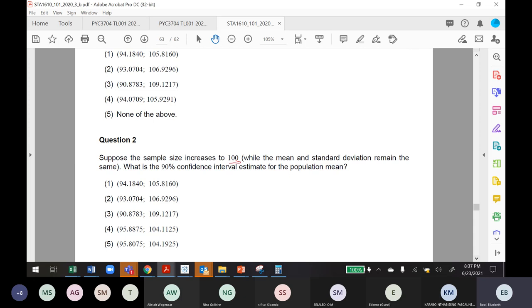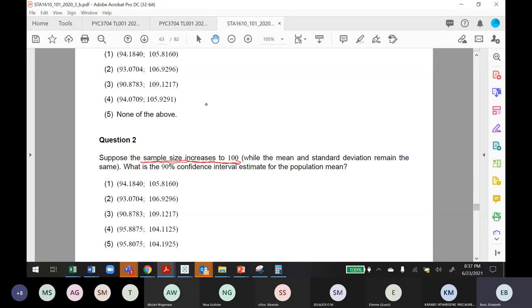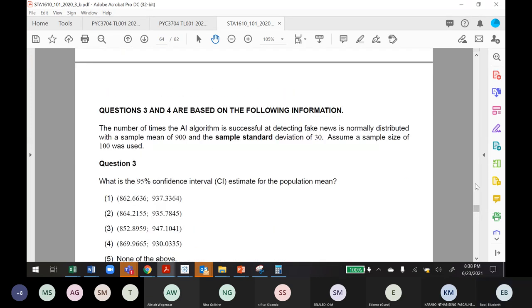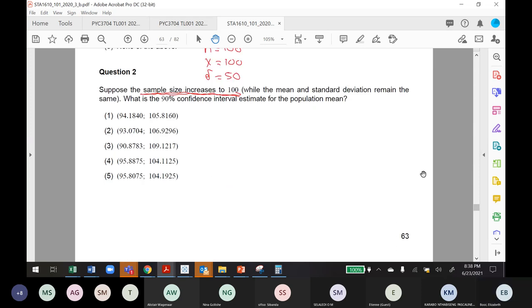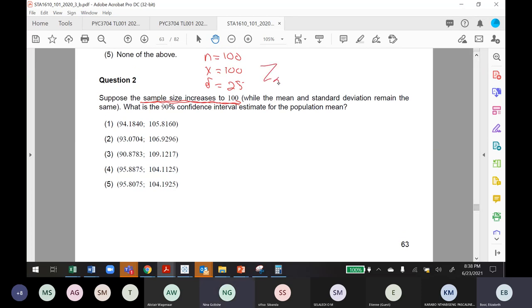The next one says, suppose the sample size increases to 100. So we had our N as 50, now it's 100. Our X bar is 100. Our standard deviation is 25, let's go back to the statement. And we did find our Z alpha divided by 2, which for 90%, I'm not going to repeat it because we did find it there.